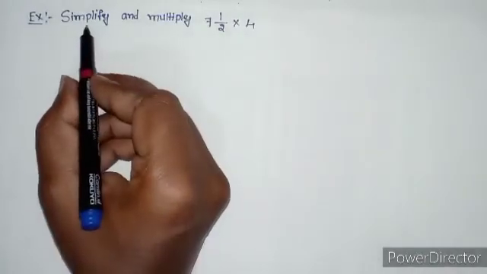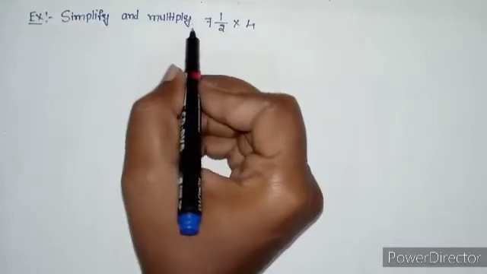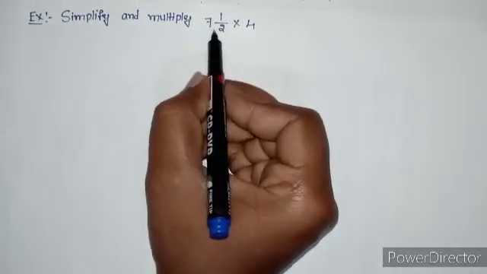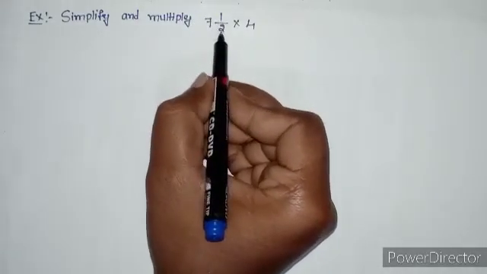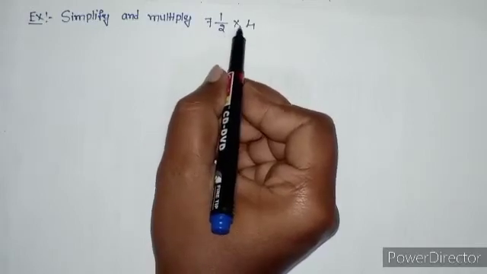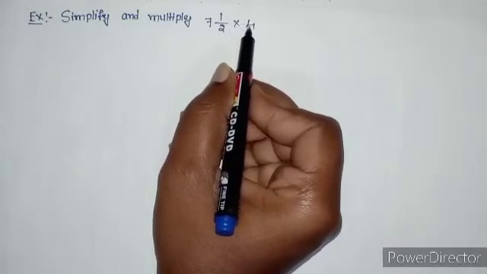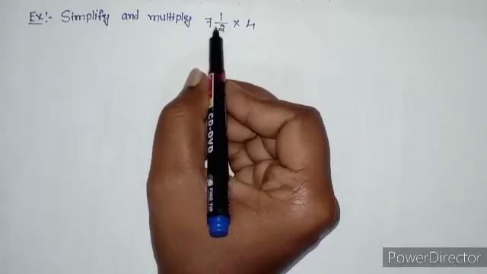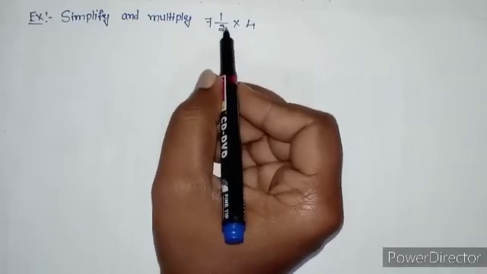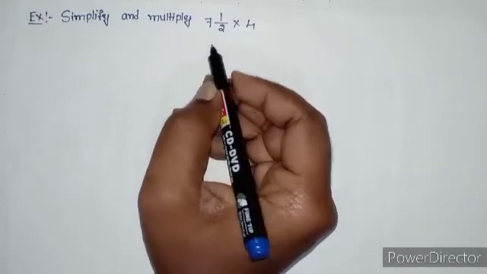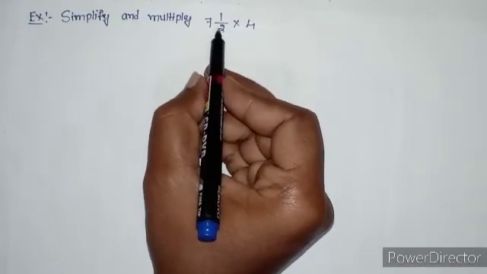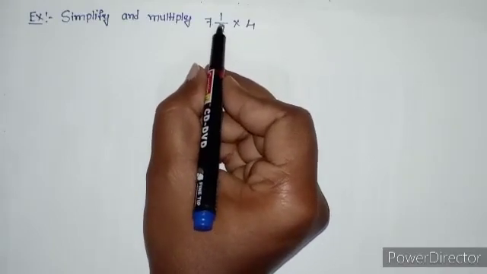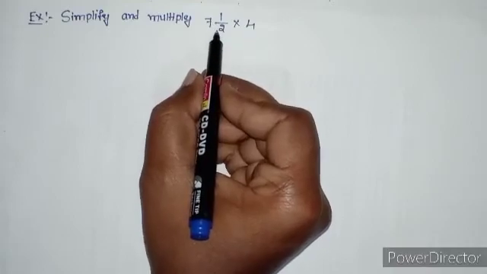Students, here another example, simplify and multiply. So here 7 into 1 over 2 is a mixed fraction, and here 4 is a whole number, right? So now first we need to simplify this. All of you see here, first we need to change this mixed fraction into improper fraction.